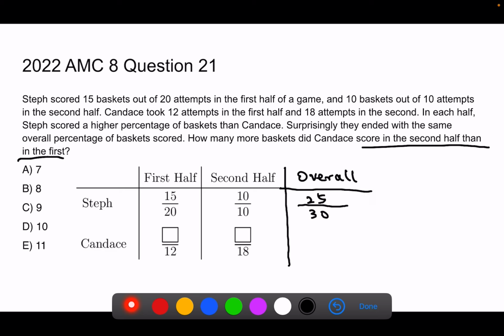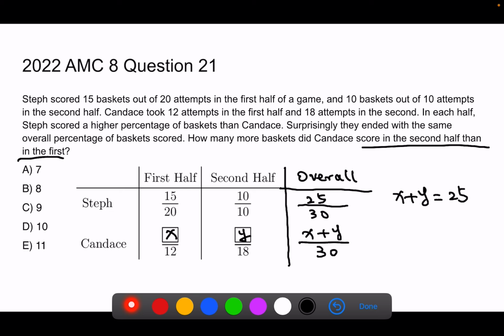Now, for Candace, we don't know how many. So I would say in the first half, X out of 12, and second half, Y out of 18. Overall is going to be X plus Y over 30. Now, they were saying overall the percentage is the same between Steph and Candace. And very nicely, they have the same amount of total attempts. Both are 30. So we have X plus Y equal to 25.